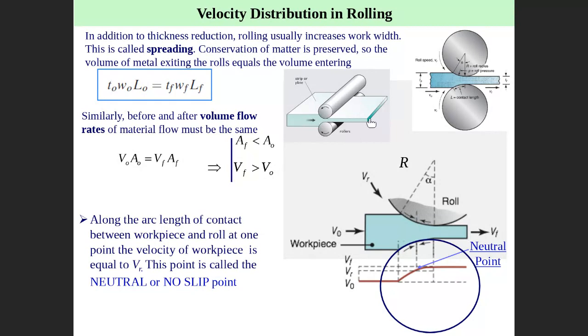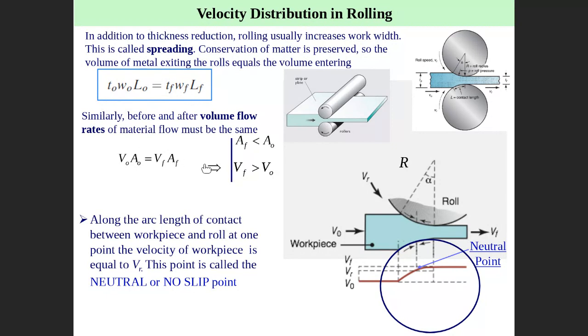You deform the material. Dimension will change, I agree, but the volume is constant because we're not going to remove any part of the material. So TO WO LO, where LO is the initial length of the sheet that you start with. TO WO, the cross section, multiplied by LO, the length of the sheet, equals TF multiplied by WF multiplied by LF, the sheet after you finish. You start with certain dimensions, you end with different dimensions, but volume is constant.